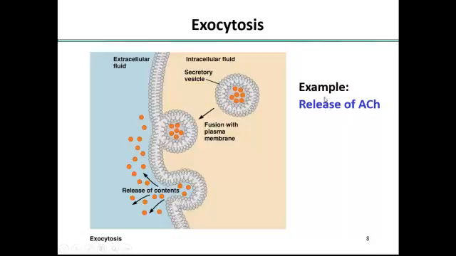An example here is the release of acetylcholine at the neuromuscular junction. The acetylcholine is wrapped in the vesicle, which fuses with the membrane at the neural axon terminal. Then the acetylcholine is released into the cleft to bind with the ion channels on the muscle membrane.